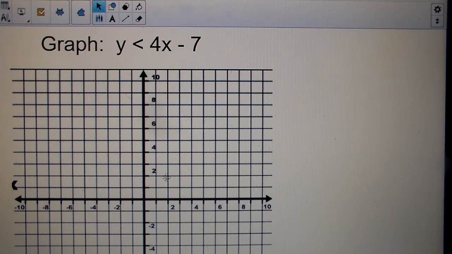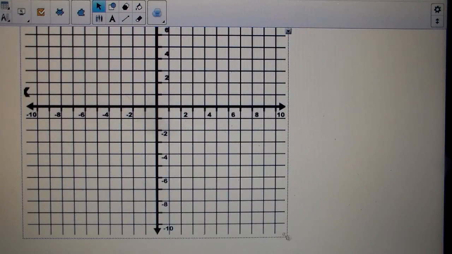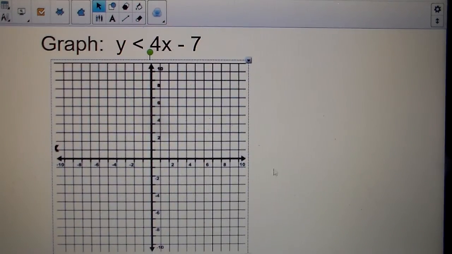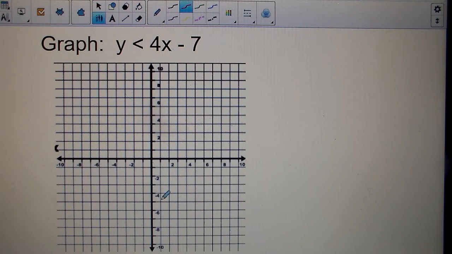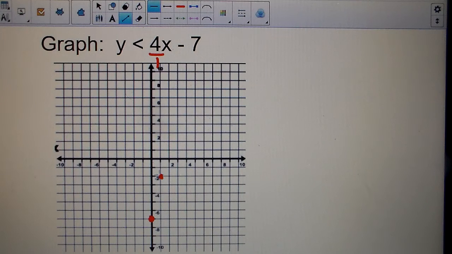So let's try graphing this one. We have y is less than 4x minus 7. So what we have to do, we graph a coordinate at negative 7 because our b is negative 7. Then we're going to do a rise of 4 and a run of 1. So we rise up 4 and we run 1. There's our second point. We then connect those two coordinates.